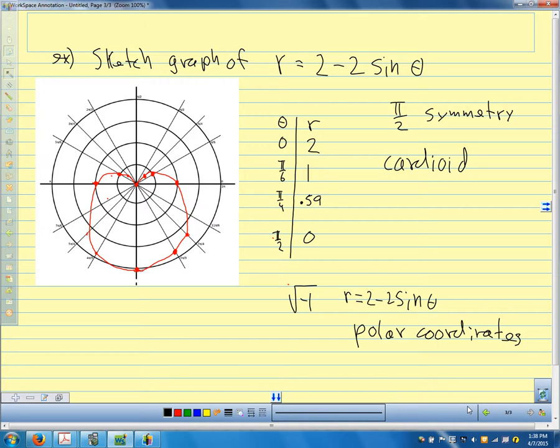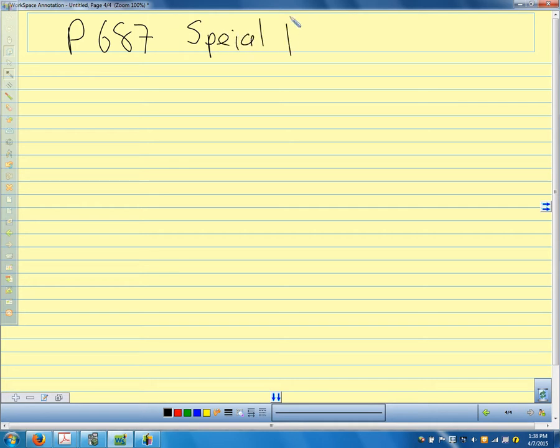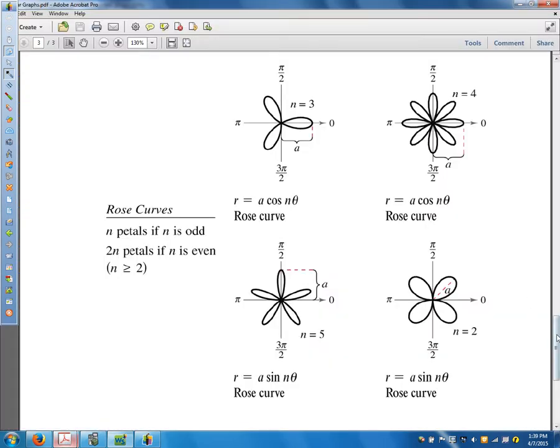All right, in your book on page 687, there are these. All we're going to do for this last part is just look at some pictures. They have pictures, and I'm going to put them up here as well. Special polar graphs. We should be generally familiar with these graphs. Not all the details, but just kind of big picture, what are we looking at?